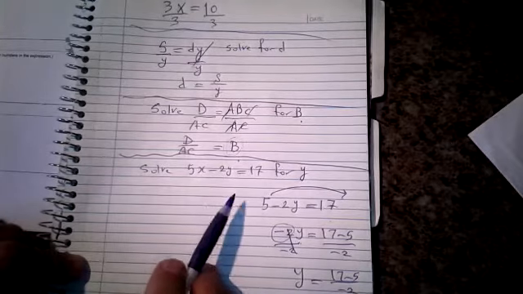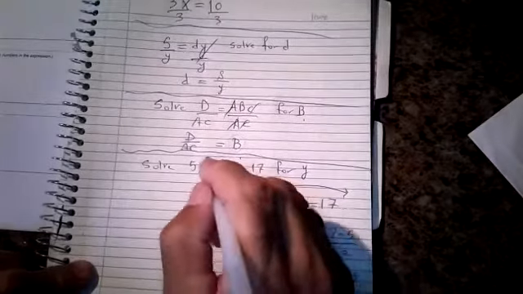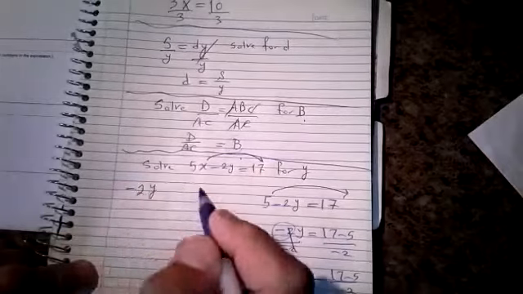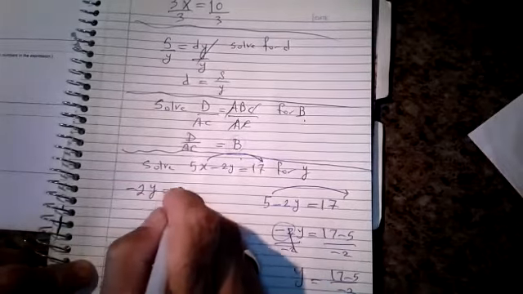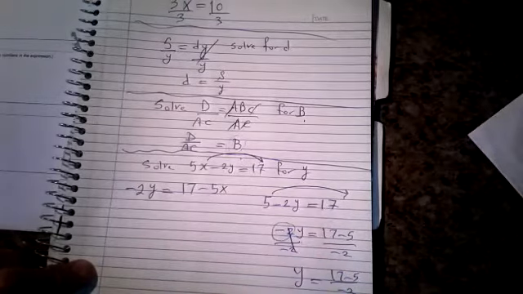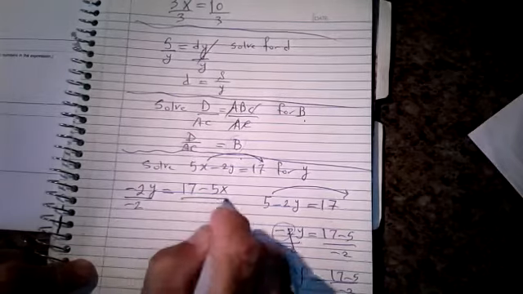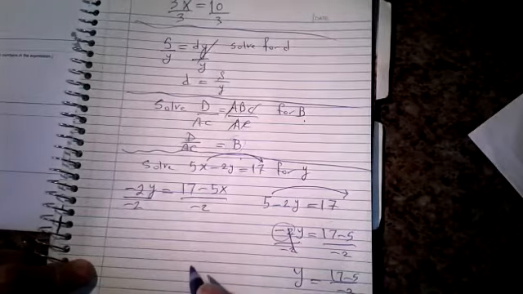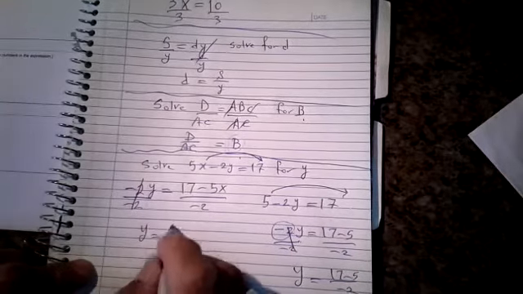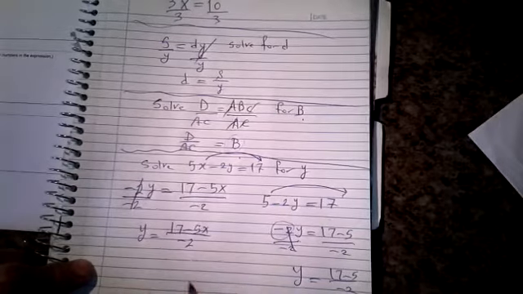So when you have a letter, the process is very similar. So here, first I need to move 5x to the other side. So you have negative 2y is 17 minus 5x, right? Then to find y by itself, you divide both sides by negative 2. Because you always want to find positive y, not negative. So y is 17 minus 5x over negative 2.